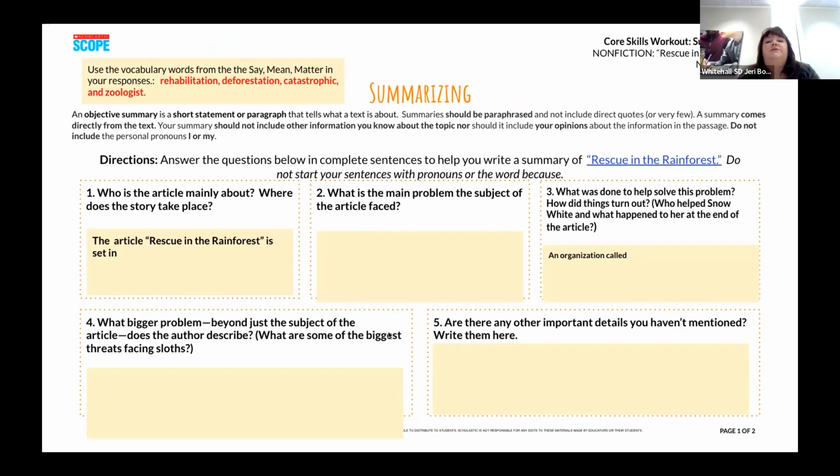We gave them some sentence starters. So these were questions that were focused on summarizing this particular article. And we also talked about the fact that there are general questions that we can consider when summarizing an article, but because we have this wonderful resource that has a focus, we're going to utilize this.